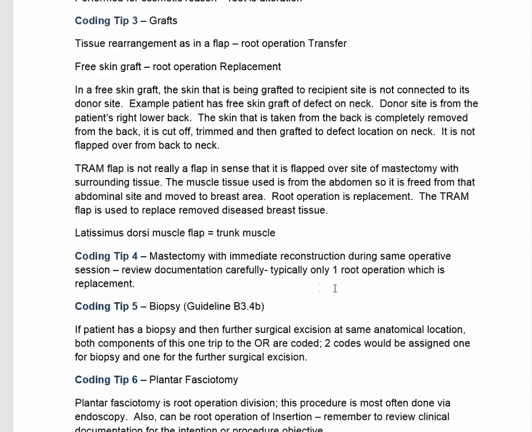They also continue to talk about mastectomies in your textbook. If a patient has a mastectomy and during that same operative session they do an immediate reconstruction, then we code the reconstruction or replacement. We do not code the resection of the breast. But if a woman, or a man, typically a woman, has a major mastectomy and they don't do the reconstruction right away, we would code obviously resection.